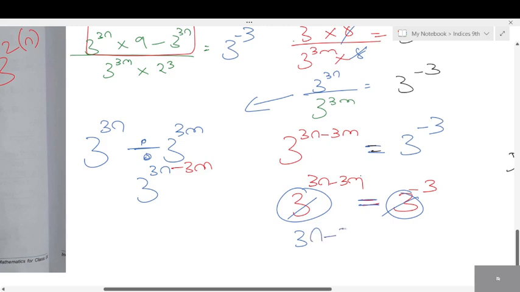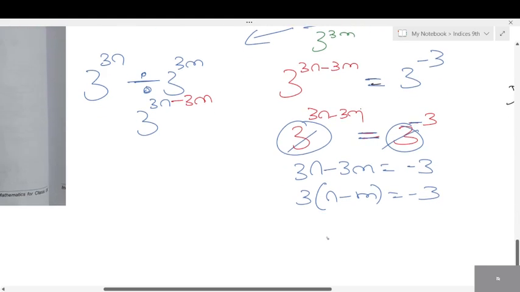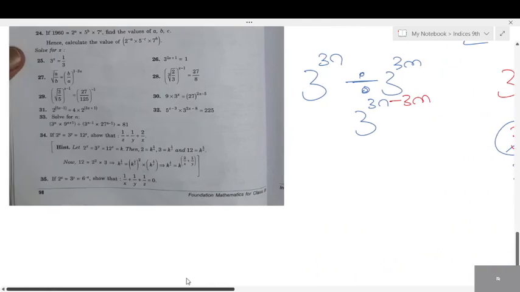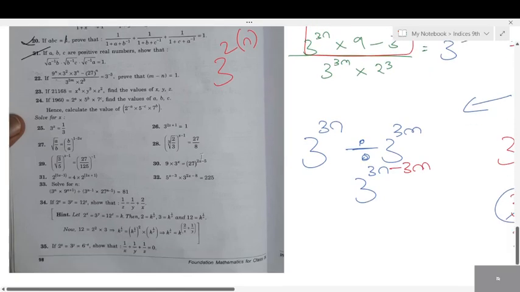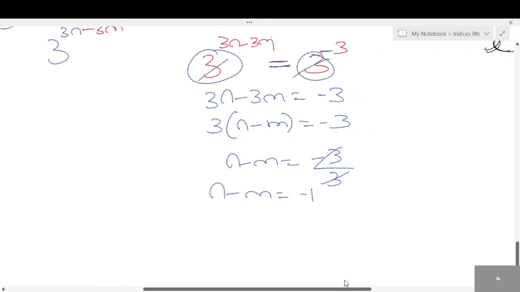What is left? 3n minus 3m is equals to, along with the sign, minus. What is common here? 3n minus 3m. 3 is common. n minus m is equals to 3. If you want to find n minus m, what happens to this 3? It gets cancelled. So what's the answer? n minus m is equals to minus 1. What did they tell to find? n minus m or m minus n? m minus n. In this question, I want to find m minus n.